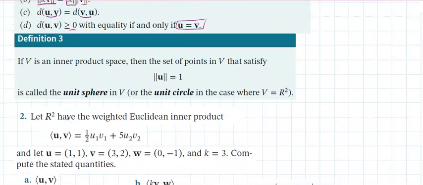Now, if V is an inner product space, then the set of points in V satisfying the magnitude of u equal 1, we did that way back. That means if you run in all directions with a radius of 1, in 2 dimensions you create a circle with a radius of 1. And in R3 that would be a sphere. We did that on one of the homeworks.